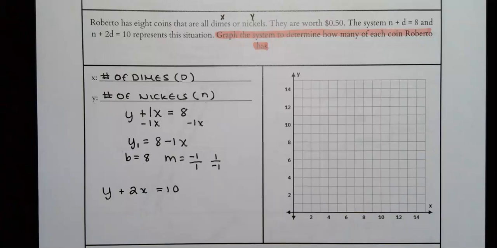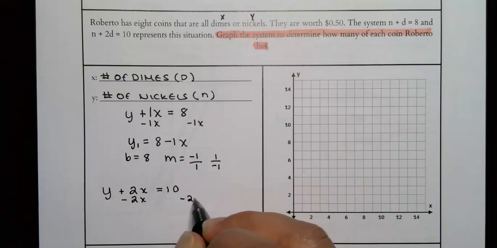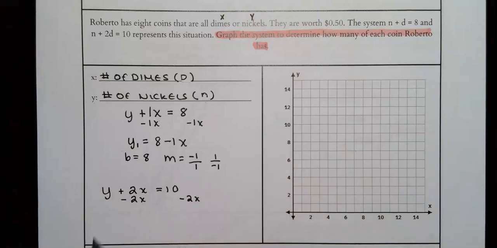Our y is not by itself. The only thing we need to get rid of is the x. So we're going to subtract it from both sides. We're going to get y. I'm going to go ahead and label it y2.